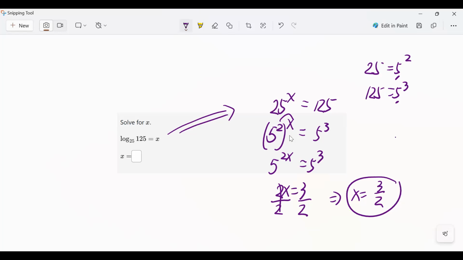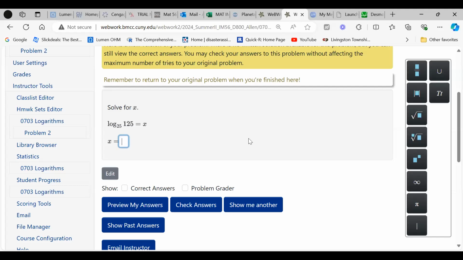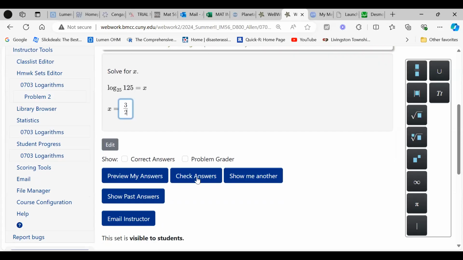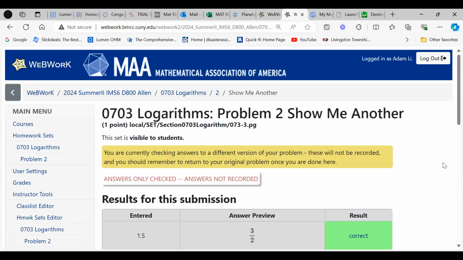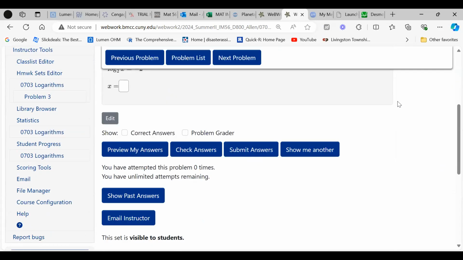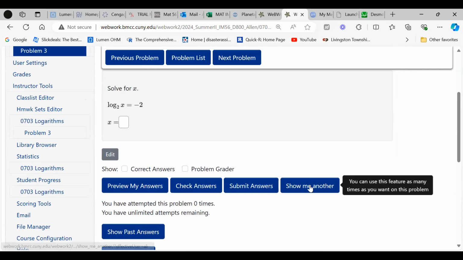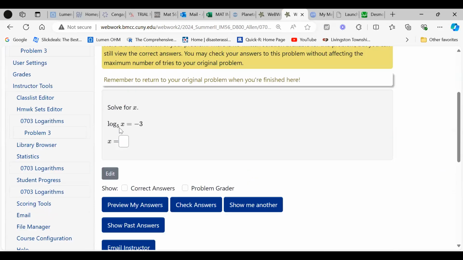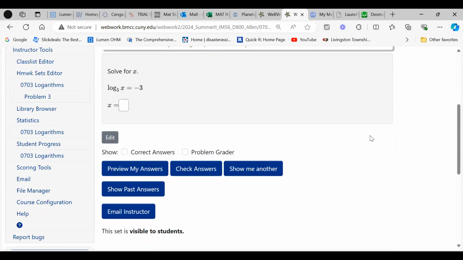Any question about this? Check the answers. Let's move on to the next question. Okay, you try this, right? It's very similar. You just turn it back to exponent, you get the answer right away.